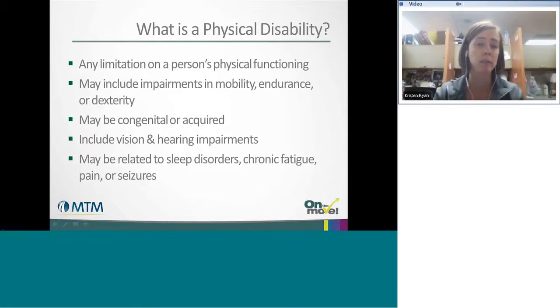Some other types of disabilities may include any type of vision or hearing impairment. Here in Washington, D.C., we have Gallaudet University, so we have a larger community of people with hearing impairments, so they may be using public transportation regularly to get around the city. Some physical disabilities may also be a result of any sleep disorder, fatigue, pain, or seizures. I have worked with a number of people who have had some sort of weakness in their arms or some other part of their body as a result of seizures.